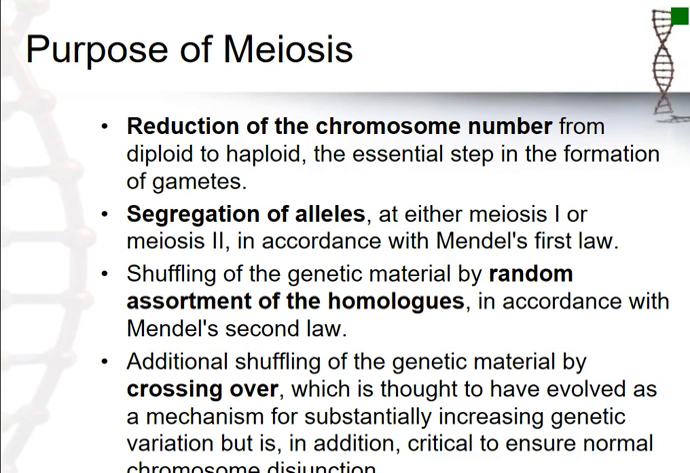Now we're going to talk about meiosis. The purpose of meiosis is a reduction in the number of chromosomes from diploid to haploid. This is essential in the formation of gametes. Segregation of alleles in meiosis 1 or meiosis 2, according to Mendel's first law. Shuffling of genetic materials is random, assorting of homologs in accordance to the second law. In addition, there's additional shuffling by crossing over between the two chromatids. This will increase genetic variation.